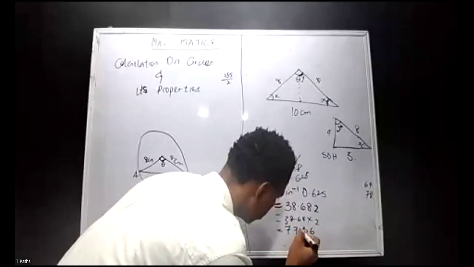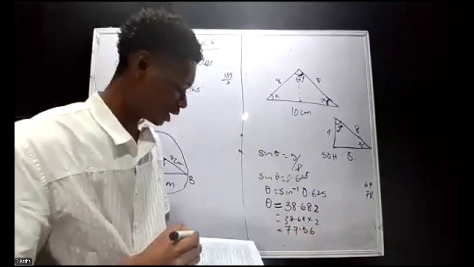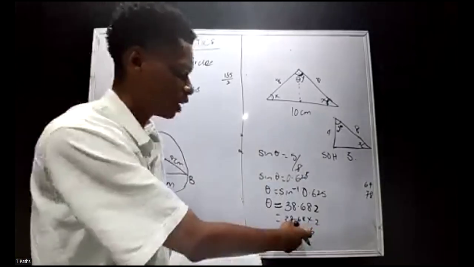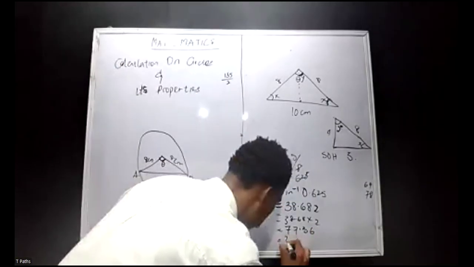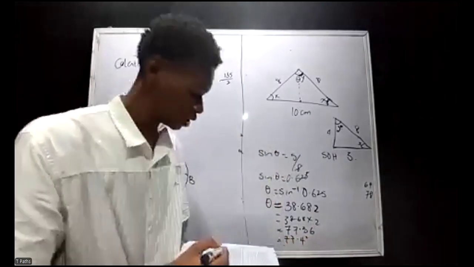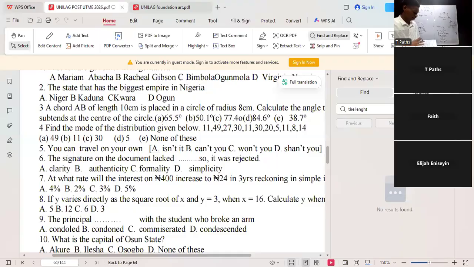Now, from what I'm seeing on the past question here, all the options are in 1 decimal place. So I have to convert this to 1 decimal place. So this will become 77.4 degrees, which is option C.